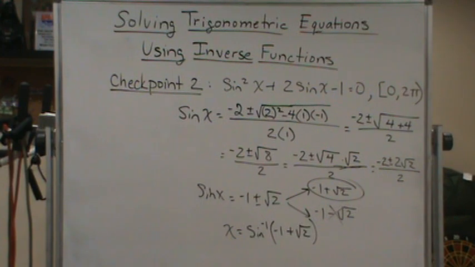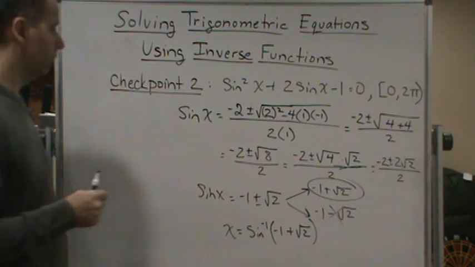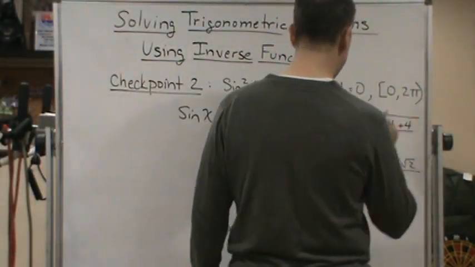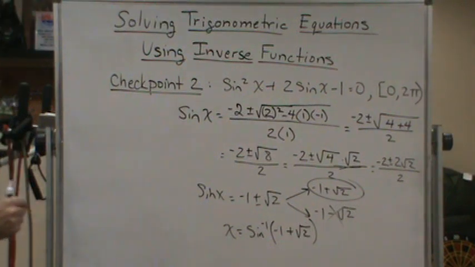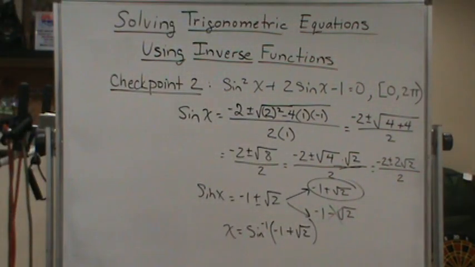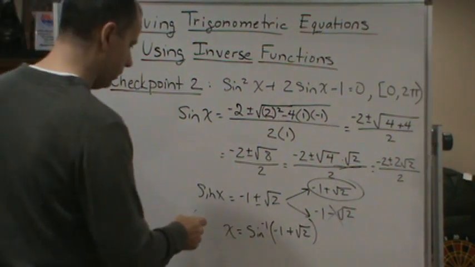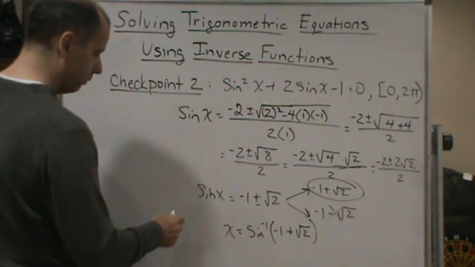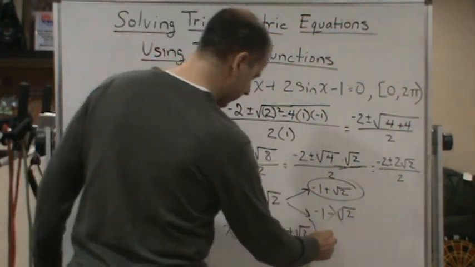Now, look at the interval here. So we're going from 0 to 2 pi. Okay, so that means, in this case here, we're going to have positive. So sine is positive in the first and second quadrant. So we've got one. So now to get the other one, this will give us an answer.